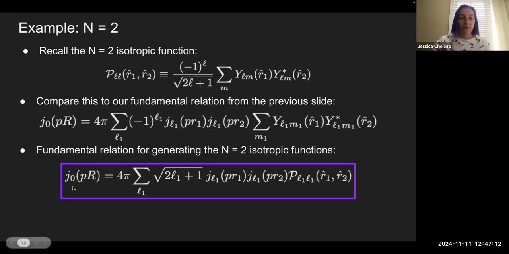Now, on the left side, we have a spherical Bessel function. On the right side, we also have two spherical Bessel functions. If you expand the spherical Bessels in a Taylor series, you can match the powers of P, R1, and R2 and pick out your isotropic basis function for specific L's.